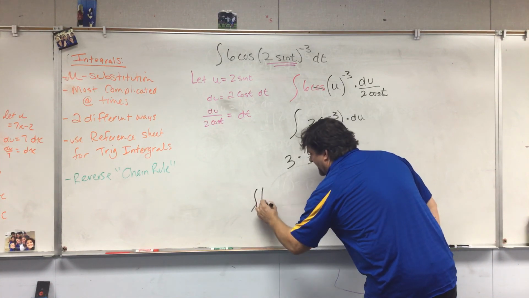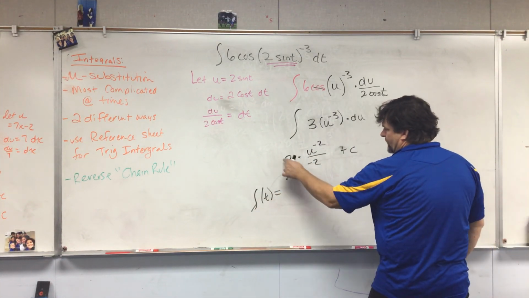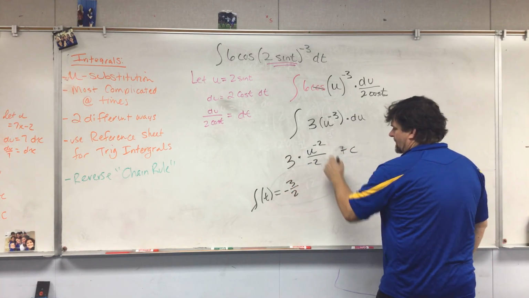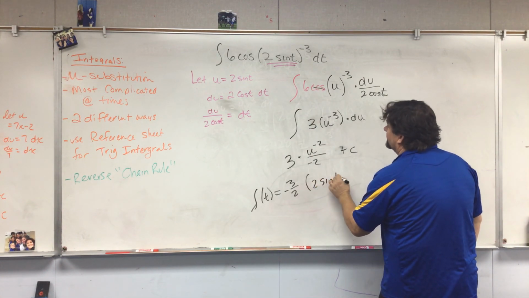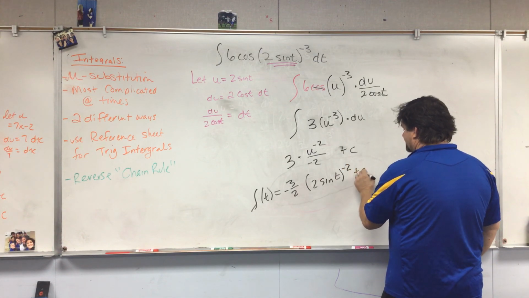Now my new f of x, I should say f of t, is going to be 3 divided by negative 2 times u, which is 2 sine of t, to the negative 2 plus c.